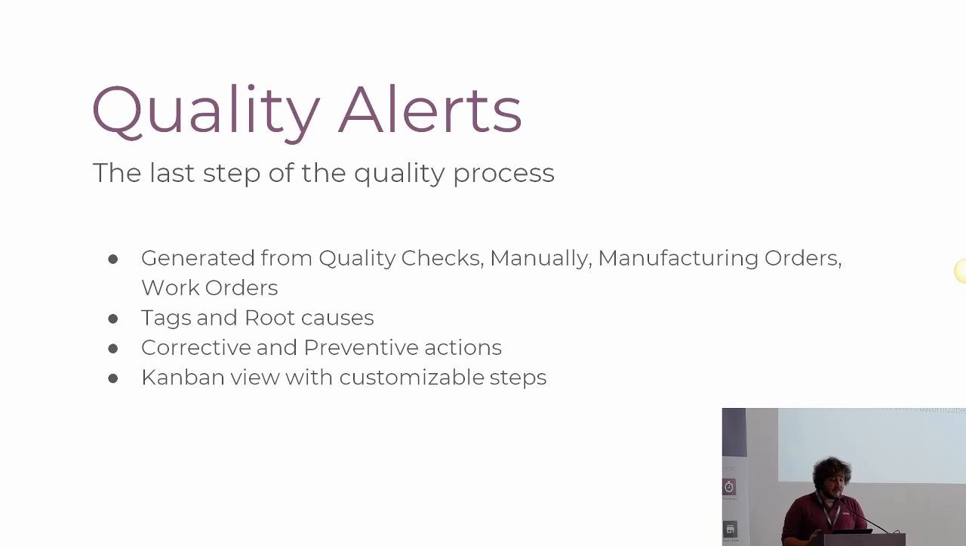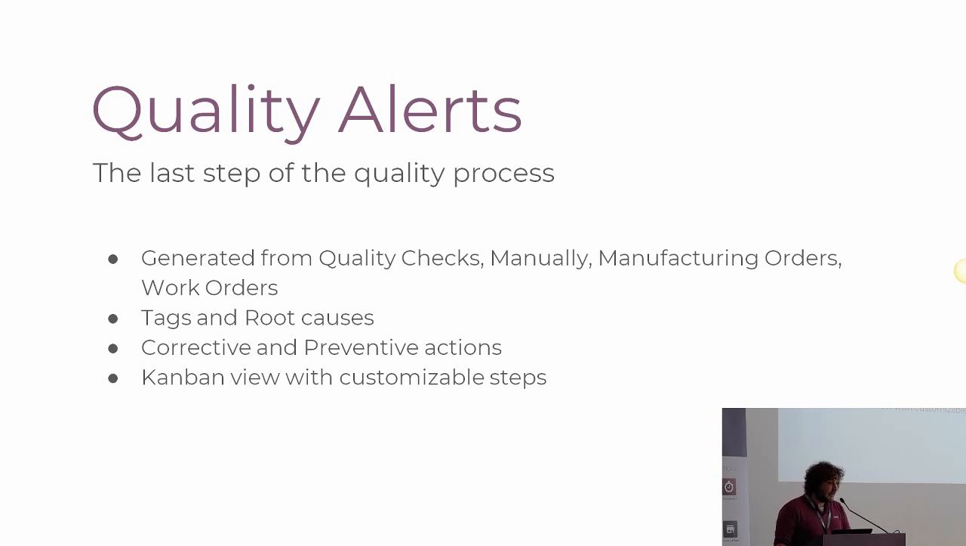After that, you will have a quality alert. This quality alert will be generated automatically from quality checks. You can also create it manually on manufacturing orders or on work orders. You can define a tag and a root cause. This will be useful if you want to identify a supplier that delivers goods of bad quality, for example. So you will really define what is the cause of that problem. You can also, in the quality alert, define corrective and preventive actions in order not to have the same kind of problems in the future.